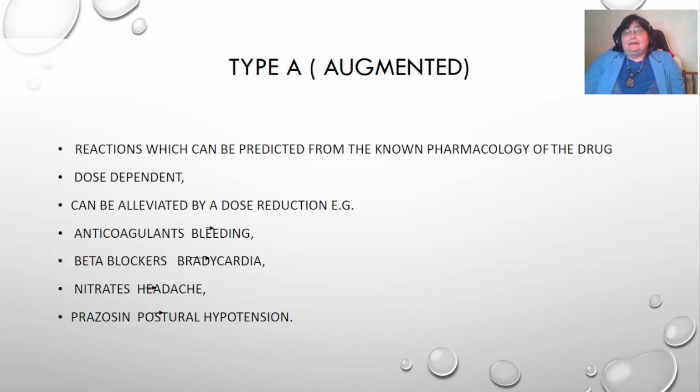Type A, augmented type reactions can be predicted from the known pharmacology of the drug. Again, it's a dose-dependent type of reaction, which can be alleviated by dose reduction. For example, anticoagulants and bleeding, beta blockers and bradycardia, nitrates and headache, and prazosin and postural hypotension.